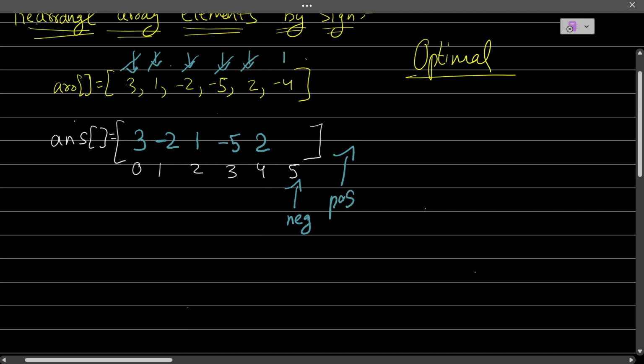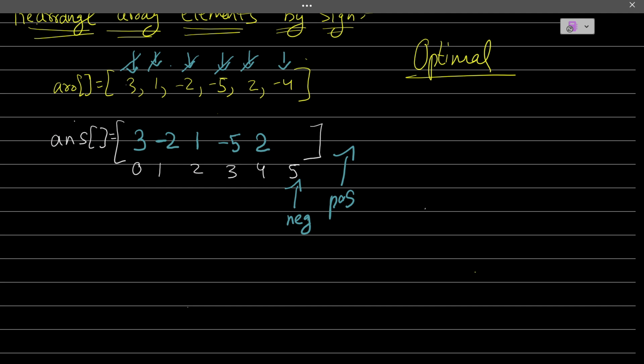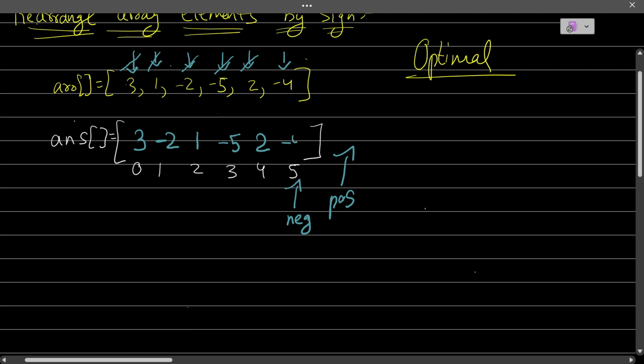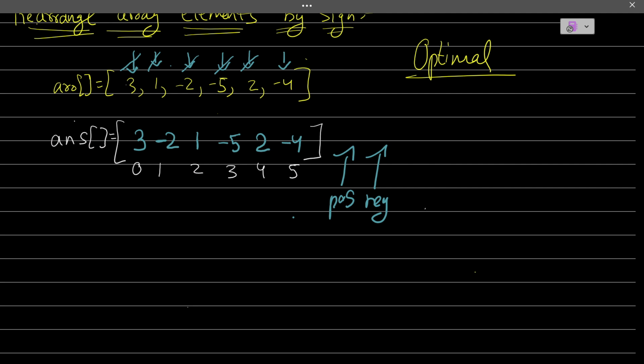Then I move here the negative minus 4. So it is assigned at the negative index, that is 5 minus 4. Once the negative index is assigned, then we'll go here. So this is how we can optimize this. So this is how it's going to work, right?